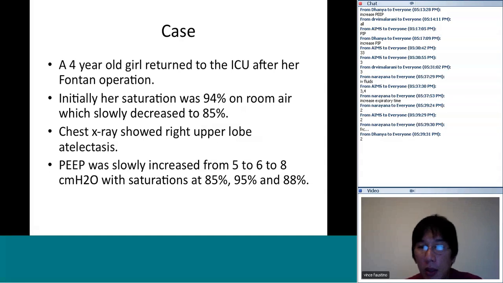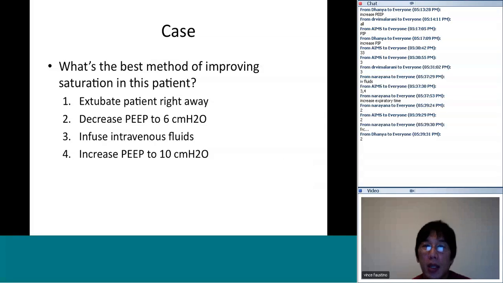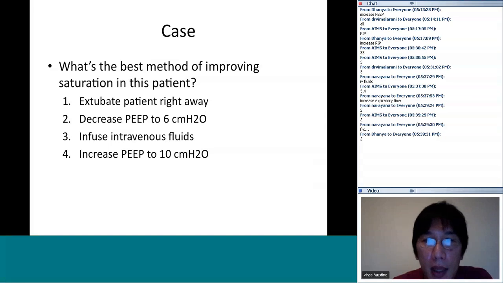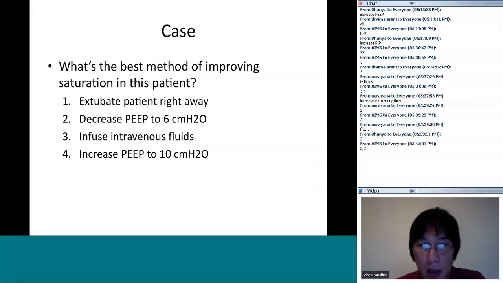Okay, so going back to this patient, 4-year-old after a Fontan procedure with SATs going down when you went up on your PEEP. So what's the best method of improving this patient's saturation? 1, extubate patient right away; 2, decrease PEEP to 6 cm water; 3, infuse IV fluids; 4, increase PEEP to 10 cm water. I'm looking for the best method of improving saturation.